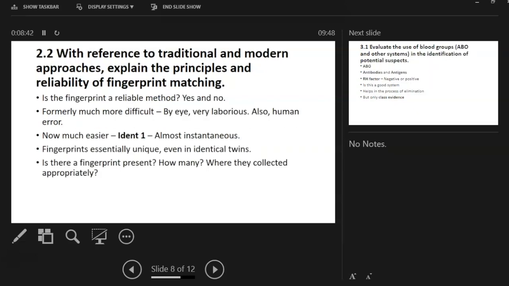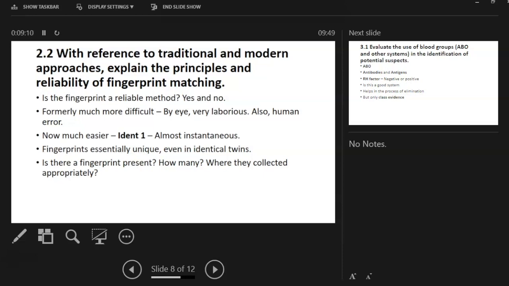And then, with reference to traditional and modern approaches, explain the principles and reliability of fingerprint matching. So, is fingerprinting a reliable method? Yes and no is obviously the answer. It was formerly much more difficult, so by eye, very laborious. Also, you had human error. And human error can still be there, can't it? You can take a fingerprint incorrectly so that people can't see it as well.